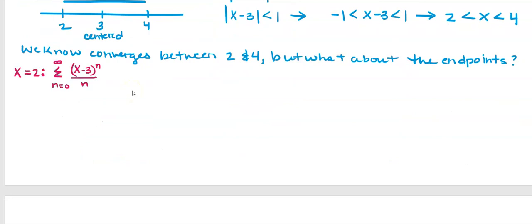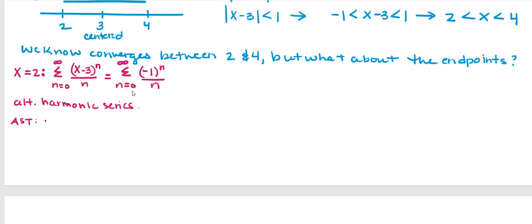So starting with our original series, we're going to check at the x value 2, which is one of our endpoints. So this series is going to become the sum from n equals 0 to infinity. If we were to take the x value 2 and plug it into our x, we would end up with negative 1 to the nth power over n. And if you recall, this is our alternating harmonic series, which we've actually already talked about, and we already know that this converges. But just to go through the alternating series test one more time, there are two pieces to it.